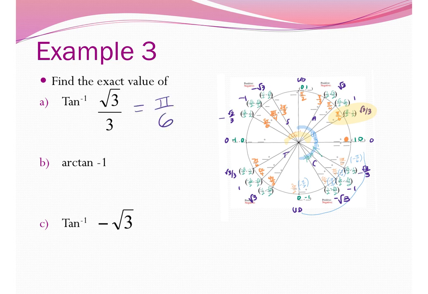Our tan inverse of negative 1 is, where is tangent negative 1? So on my restricted domain of tangent, where would be negative 1? Negative pi over 4. And again, if you gave 7 pi over 4, it's wrong. It's not like you get partial credit. It's completely wrong. That's a coterminal angle, so it's in the same location, but it's the wrong answer for the inverse function. And then tan inverse of negative root 3 would be where? Good. Negative pi over 3.